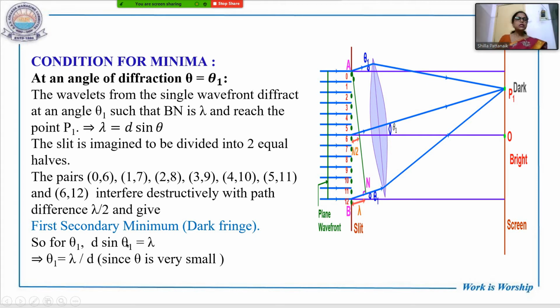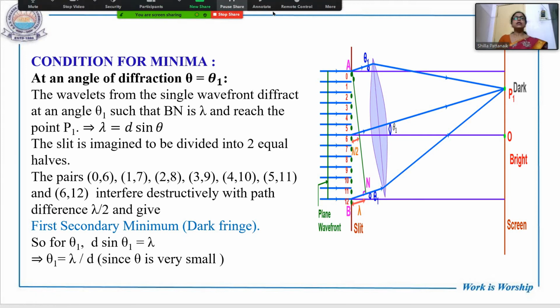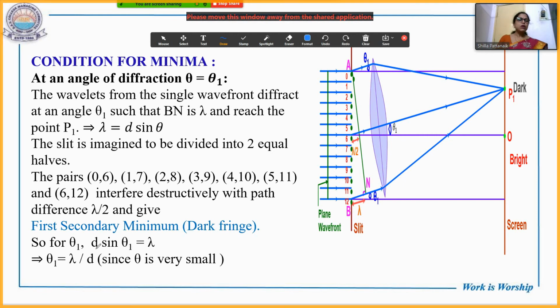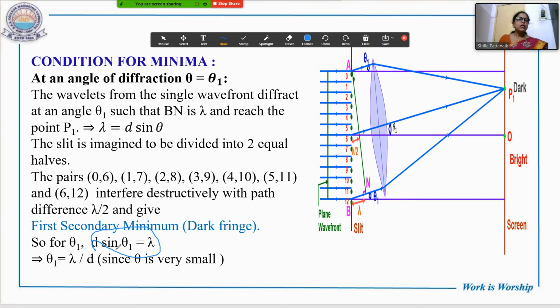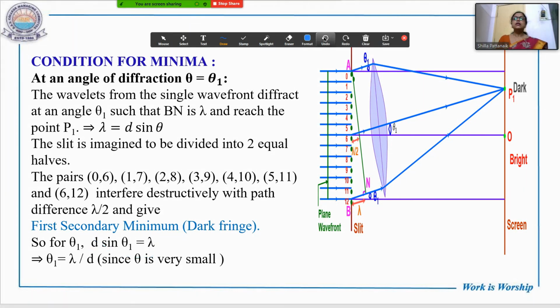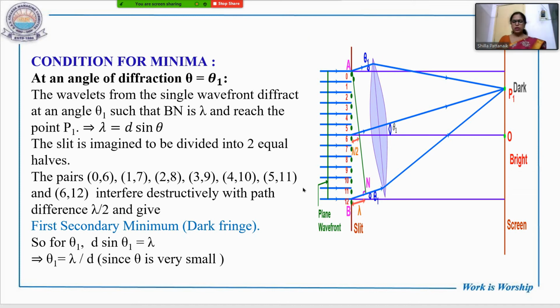Okay. So what is the condition now to get the first dark fringe? Path difference is equal to lambda. d sin theta is equal to lambda. You see this point. d sin theta is equal to lambda. But when theta is very small, we can consider sin theta is equal to theta only. That is, theta 1 is equal to lambda by d. This is the condition for the first minima. Understood, students?